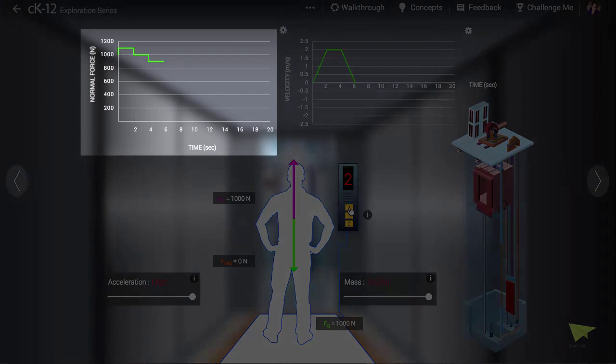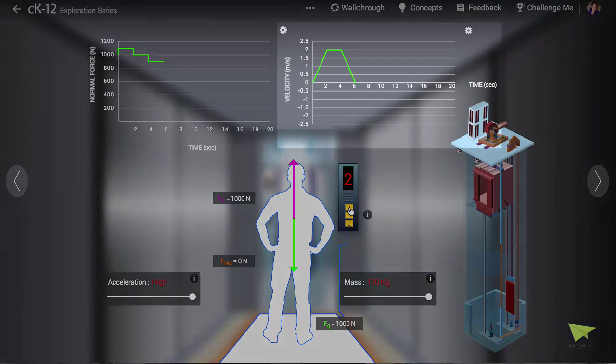The graph at left shows the magnitude of the upward normal force applied to you by the elevator. This force is what is measured by the scale in the elevator. The elevator applies three different magnitudes of force over the course of a single journey, one to accelerate you, one to balance gravity and keep you moving at constant speed, and one to decelerate you.